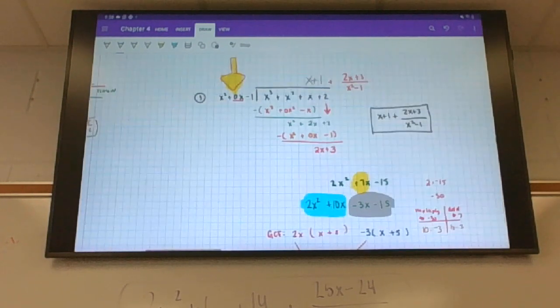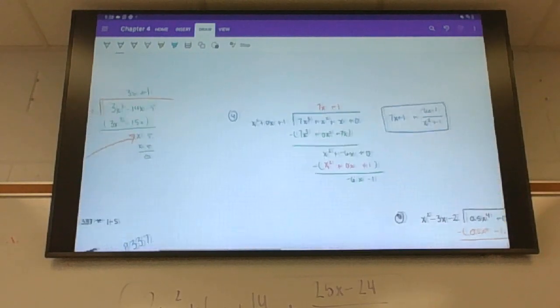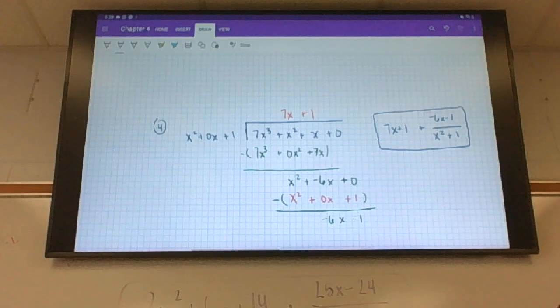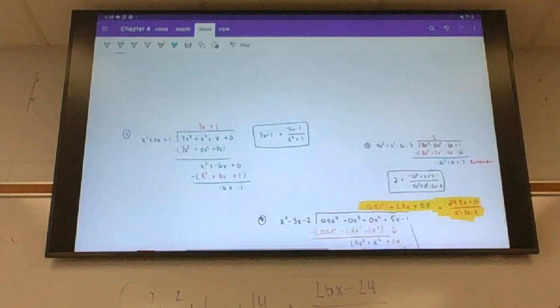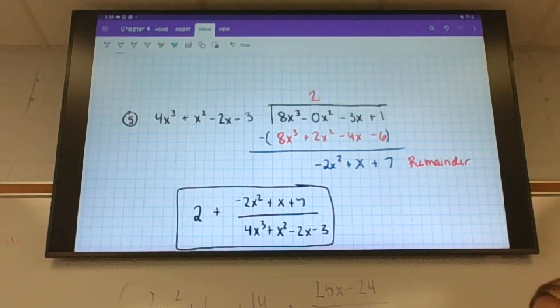Number 5. Here's 4. Remainder negative 6 minus 1. Darn it. And it's an even too. Alright, number 5 looks weird.